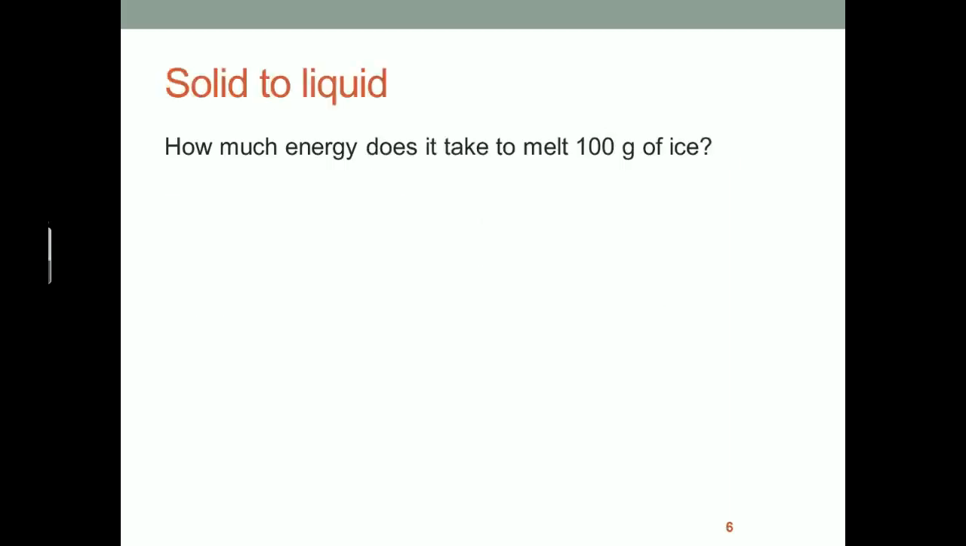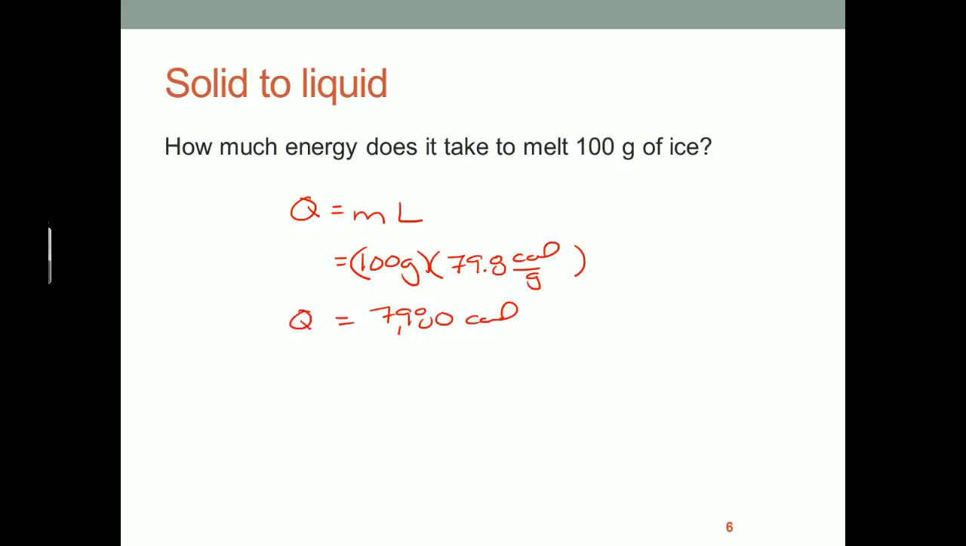So how much energy does it take to melt 100 grams of ice? As I said, it's our latent heat formula. The mass is 100 grams. And for ice, the latent heat is 79.8 calories per gram. So that's 7,980 calories. I'm going to call this Q1 because it's the first step.